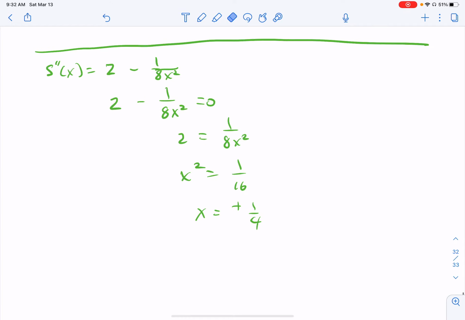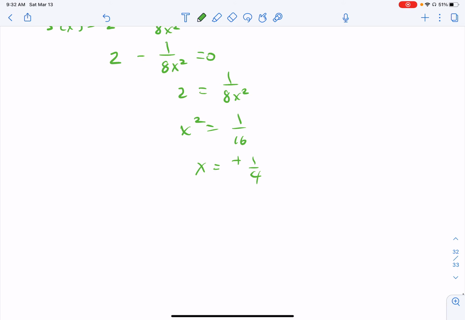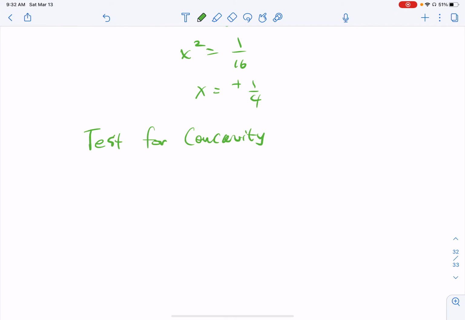So we have a potential point. Remember this, just because we get one doesn't mean that it's necessarily a point of inflection. We need to do a test for concavity. This is not the second derivative test. Remember, second derivative test is for relative mins and max. This is a test for concavity. But it looks like the first derivative test, or the test for increasing and decreasing, right? We need some intervals.